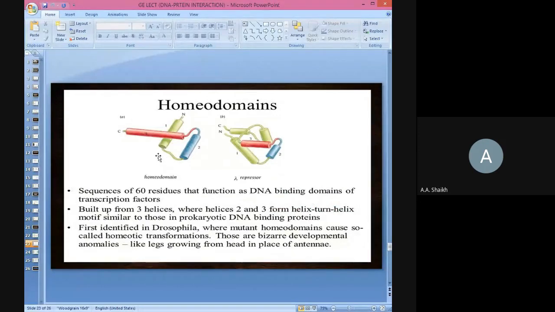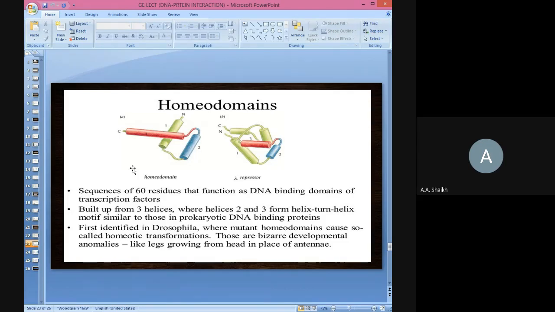Here this homeodomain is divided into three regions or parts for your consideration. It has an N-terminal, and it also has a C-terminal region. Entirely it is composed of a total of 60 amino acid residues, and all these 60 amino acid residues carry out the function of the DNA binding domain, acting as a DNA binding domain of various different types of transcription factors.